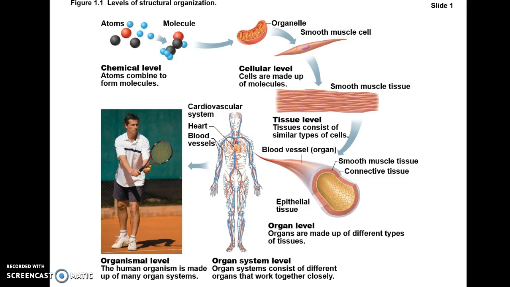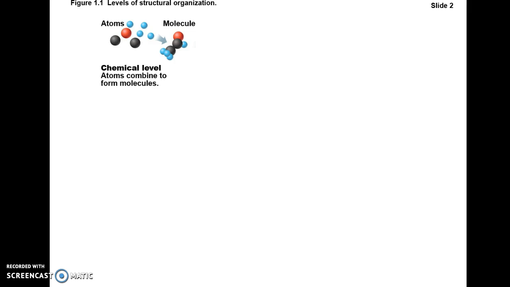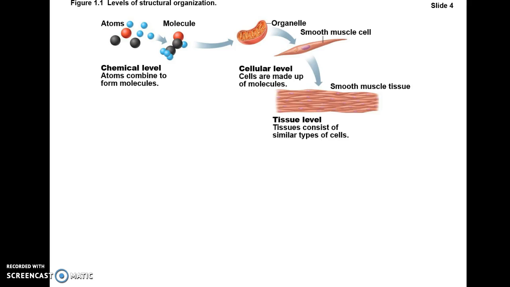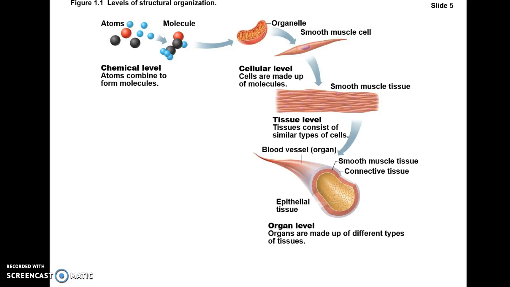Looking at this diagram, again, the chemical level is a combination of the atoms that combine to form the various molecules. Those atoms and molecules will then come together and form an organelle. The example that's given is a smooth muscle cell. Next, a group of those muscle cells would come together and form a smooth muscle tissue. A blood vessel, which is also an organ, would be formed by groups of similar tissues coming together for that organ's function.